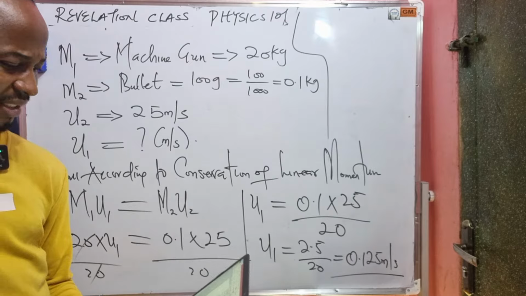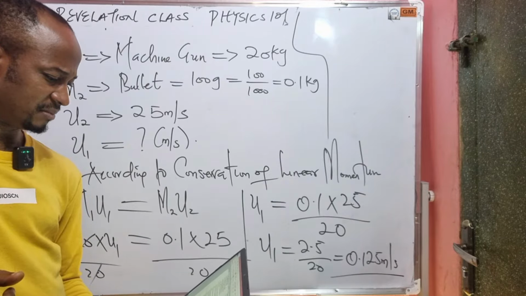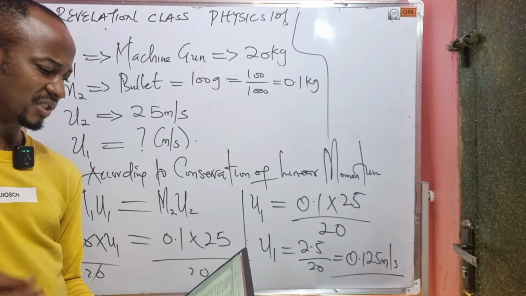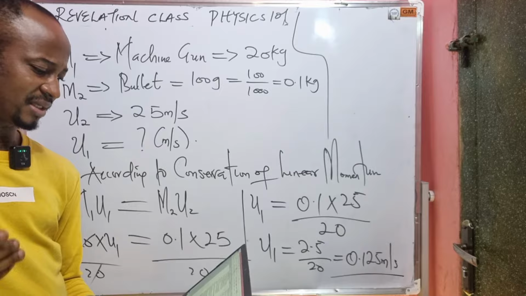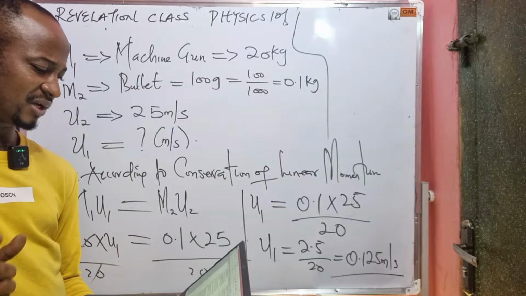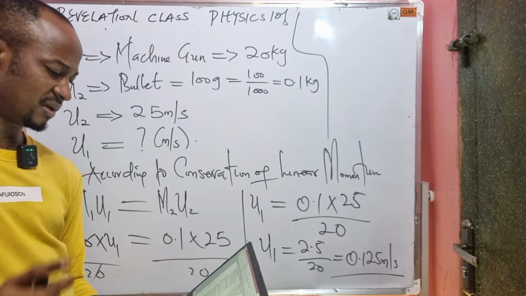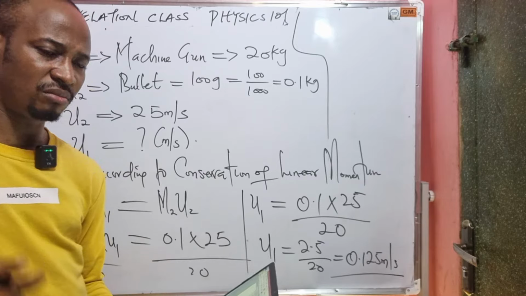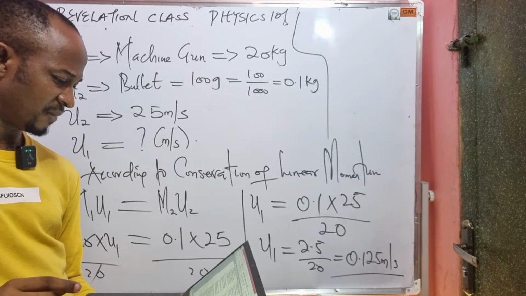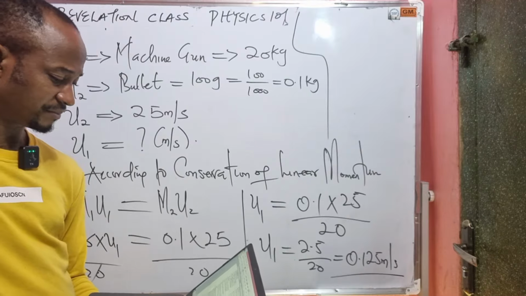Let me repeat the question again. A 50-kilogram object traveling with a velocity of 12 meters per second hits a stationary object of mass 7 kilograms. If they stick together and move with a common velocity, find their common velocity. Now, let's solve the next question.